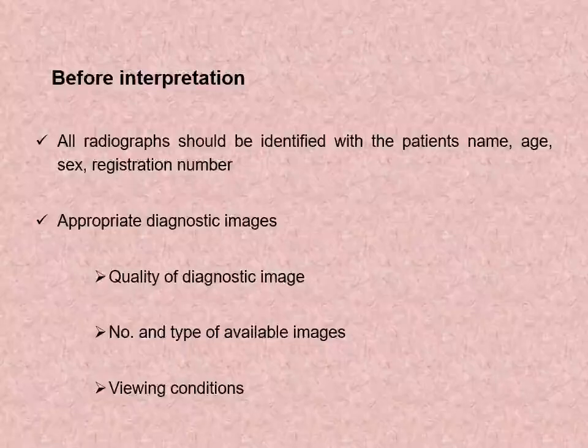Then the next important step is to make sure we have an appropriate number and type of available images. For example, if a periapical cyst is seen with cortical expansion clinically, as we know an IOPA is a two-dimensional image, it shows only the mesiodistal extension, not the buccolingual extension. Then we need to take an occlusal image also and keep it ready for the interpretation.